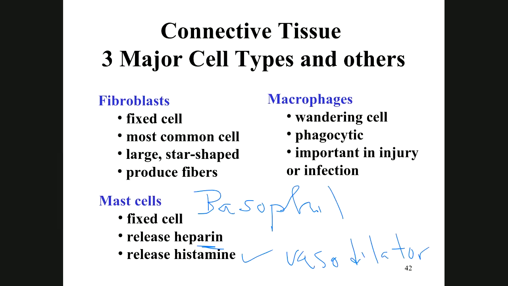In a lot of people, when they get an allergic reaction, for example, the basophils or the mast cells, usually in the skin, will release histamine and the blood vessels will dilate. The face might look red, but if you have too much vasodilation, your blood pressure will drop. We call that hypovolemic shock. But three important cells are fibroblasts, that's the one that produces a lot of collagen, right? Fiber, collagen, macrophage, and basophil.